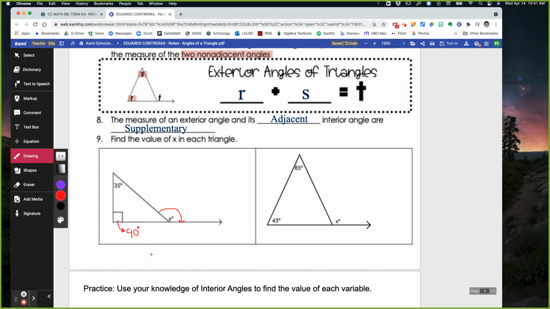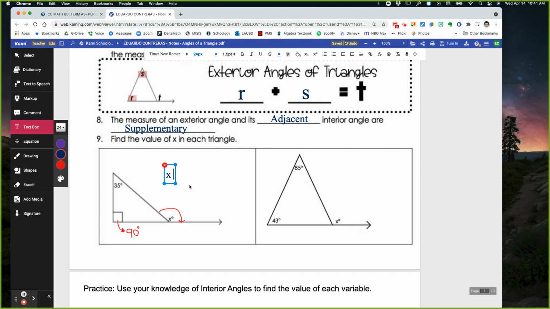Okay. So in order to find this angle, x, we're going to do the following. We're going to say x equals 90 degrees plus 35 degrees. So that means x has to equal, well, if I add up 90 and 35, that's 125. So it has to equal 125 degrees. Okay? Any questions?